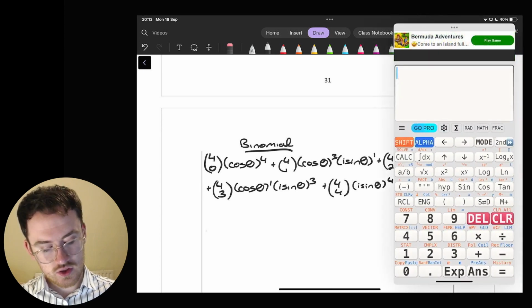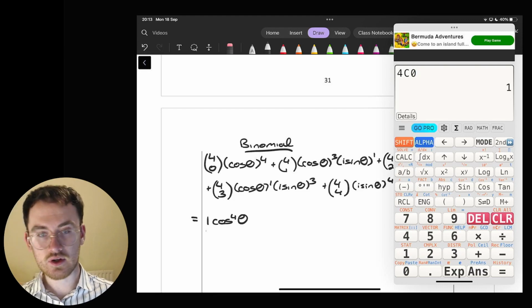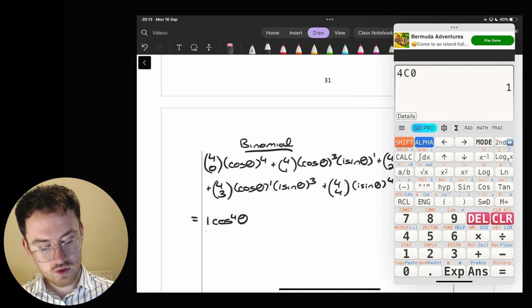So let's just work through. 4 choose 0 is just 1. So we'll have 1 cos 4 theta, so cos to the power of 4 theta. 4 choose 1.